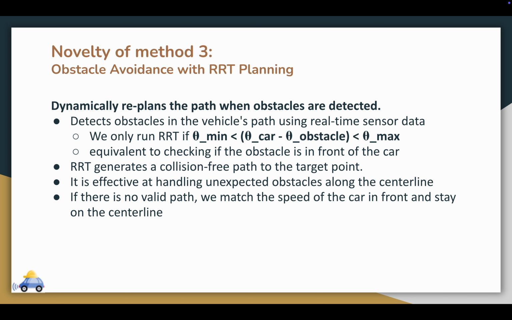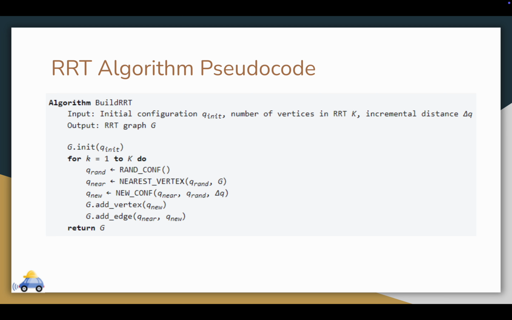So this is method three, which is our obstacle avoidance with RRT planning. We only run the RRT if the obstacle is in front of the car. It's going to generate a collision-free path, and it's very effective at handling unexpected obstacles along the center line. If there is no valid path, we resort back to our proximity-based method. And here's some of the pseudocode. It builds out a random tree, and the way it builds it out is it picks the nearest node to the goal point and tries building out random points from there.